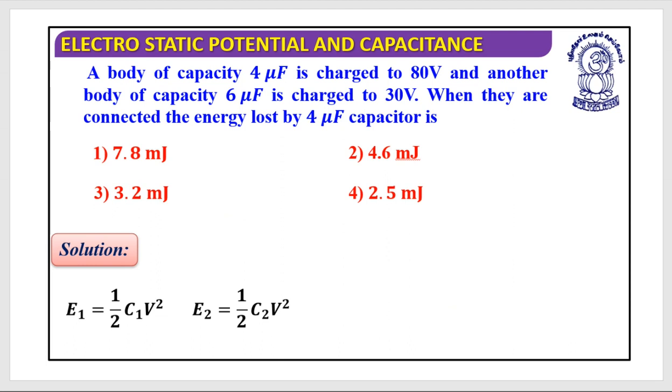Let's look at what the data is asking from us. A body of capacity 4 microfarad is charged to 80 volt, and another body of capacity 6 microfarad is charged to 30 volt. When they are connected, the energy lost by the 4 microfarad capacitor is? How will you do it?